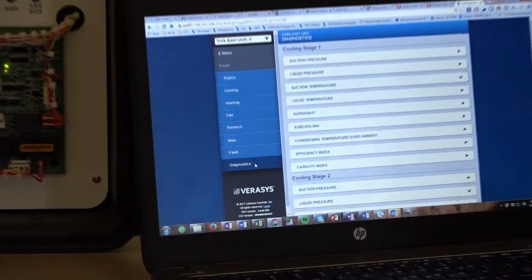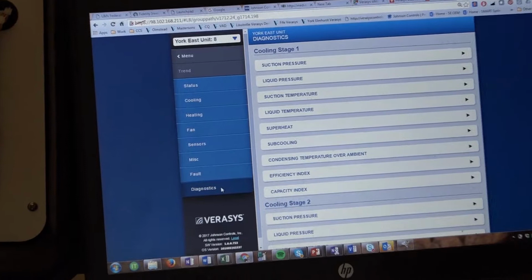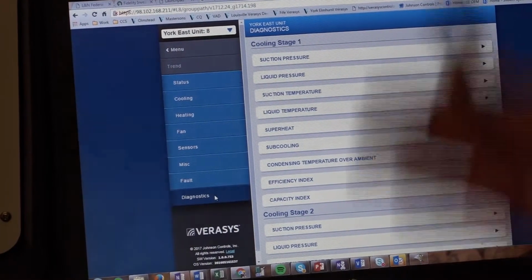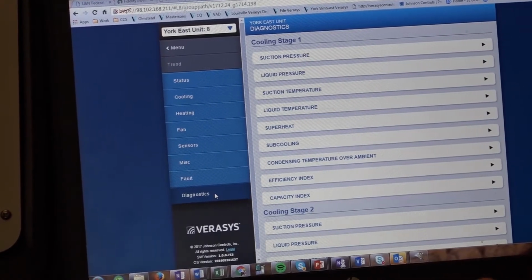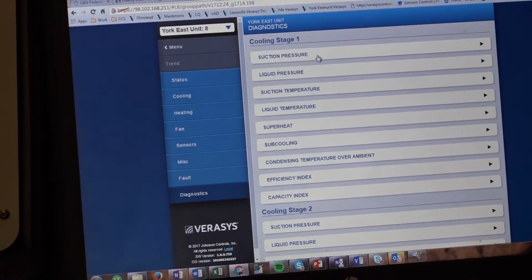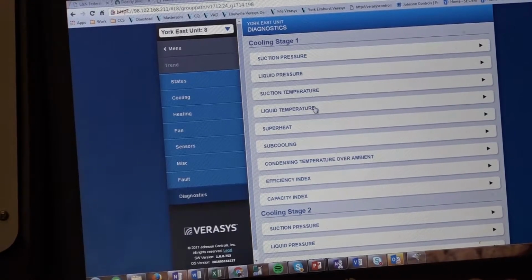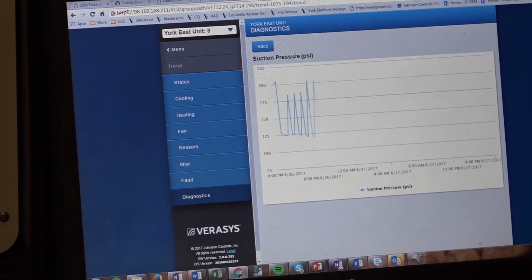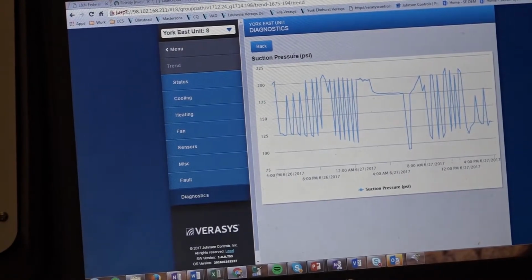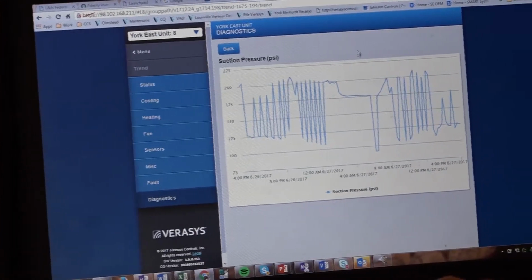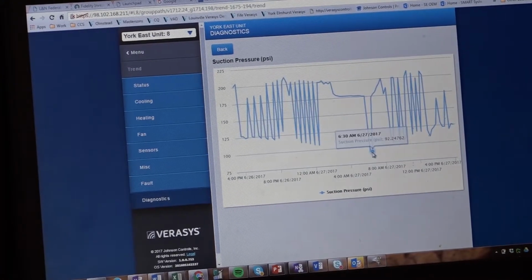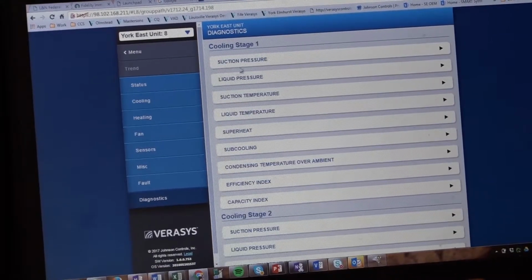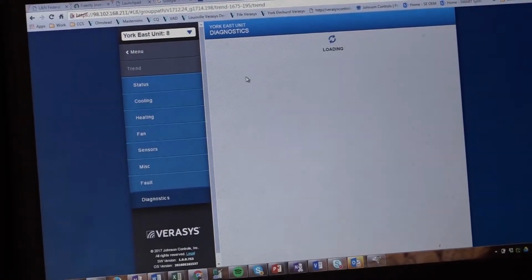Within the trend, we have a pre-set up of all the objects or points of all the FDD objects. Depending on how many stages of cooling you have, in this case I have 2 stages, I have my suction pressure, suction temperature, liquid temperature, superheat, subcooling. If I want to pull up my suction pressure, it's going to graph that out for me. If I want to see what's going on at a particular time and see how low my suction pressure has gotten, I could zoom in on those sections. I could do the same thing with the liquid pressure to give me more information.